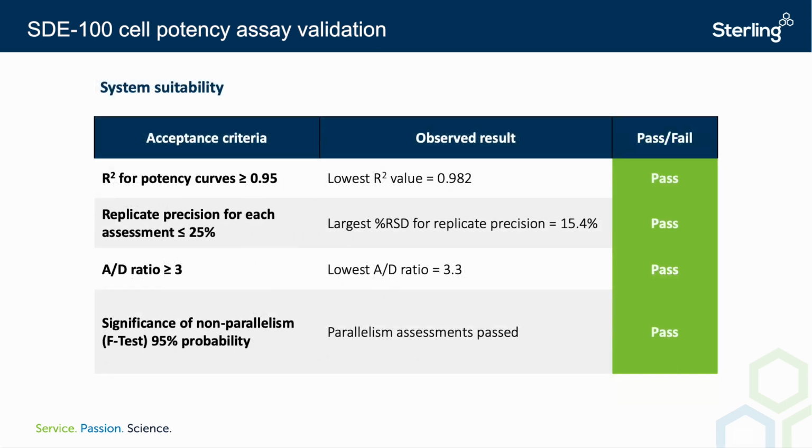We also tested system suitability criteria. We examined the R-squared for the potency curves, replicate precision of the 3 replicates measured for each data point in the potency curve, the AD ratio, and the parallelism of the sample and reference curves used to determine relative potency. These system suitability criteria passed the acceptance criteria set for the validation and were subsequently incorporated into the data analysis for sample testing. Data generated using the validated assay must meet these system suitability criteria in order to be valid.